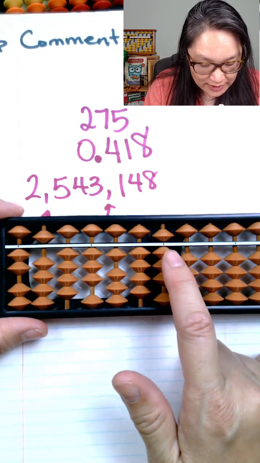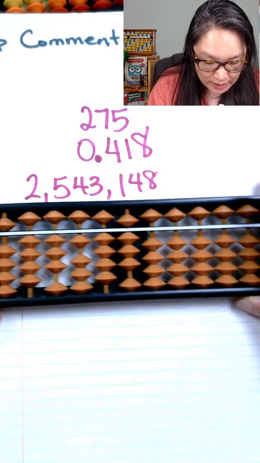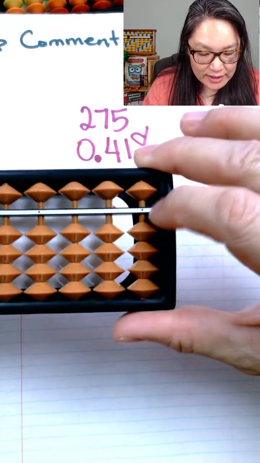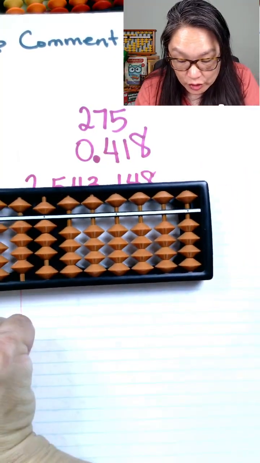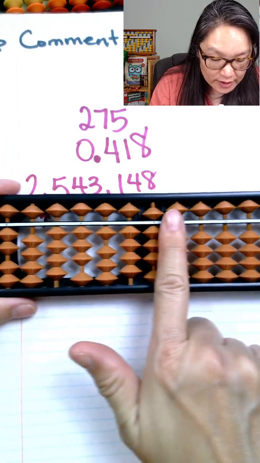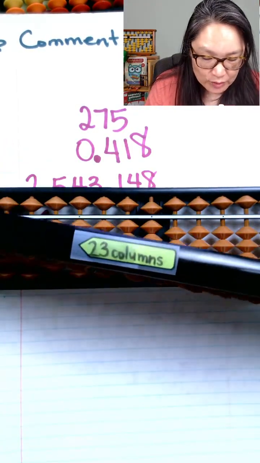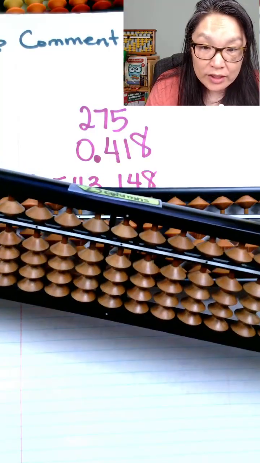If I choose that this is my ones place. So that's why there's so many dots. You can use this dot and then you have a huge number, or you could start over here and have a really small number. There's another abacus, which is this one, and this is more competition abacus, and this is 23 columns.